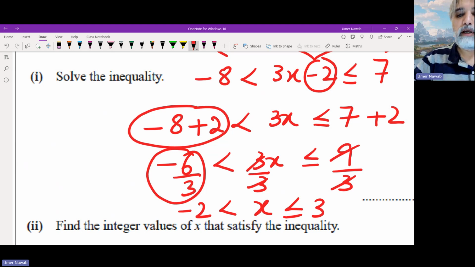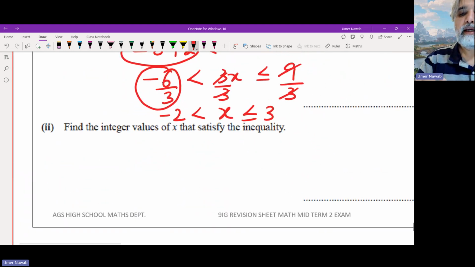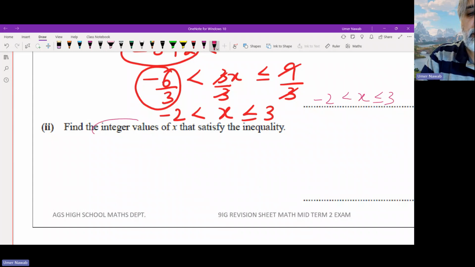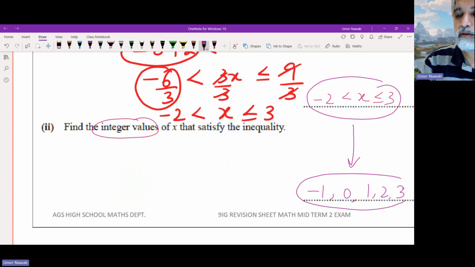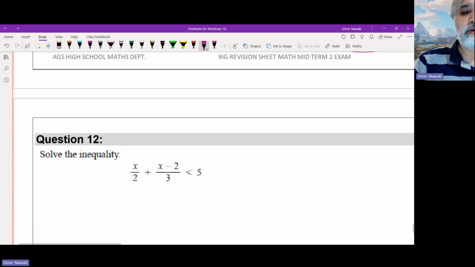So in the first part, I need to write the inequality: minus 2 less than x, less than or equal to 3. But in the next part, he said, can you list all the integers which satisfy this inequality? Yes, minus 2 is not included, but minus 1, 0, 1, 2, and 3. These are all the possible integers which come in between minus 2 and 3, 3 inclusive and minus 2 exclusive.